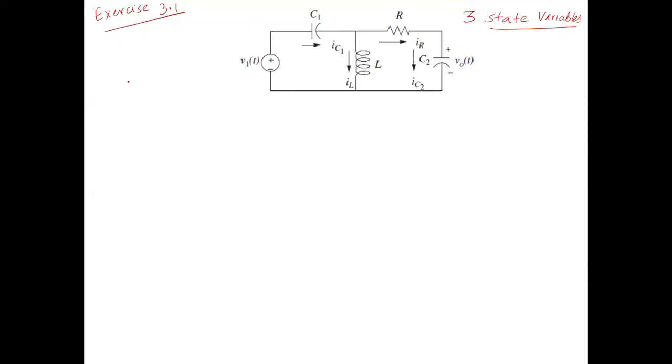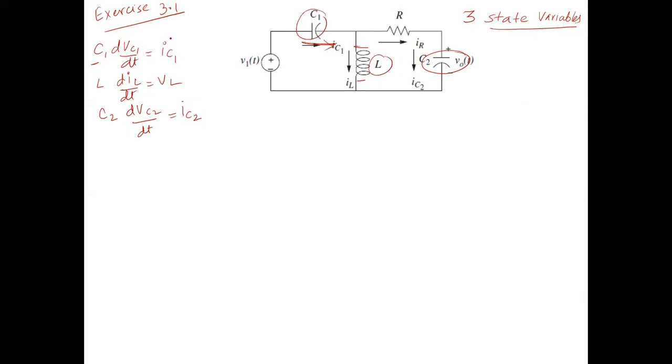So let's write down the equations. What is the equation for this guy? So we have been doing it. This is my equation for that one, IC1, right? So what is the next one? Over here, L, DIL over DT equals VL, right? That's the voltage here, is equal to this guy. Now, how about here? C2 is similar to this guy. C2 dVC2 over dt equals IC2. So we have three equations here.